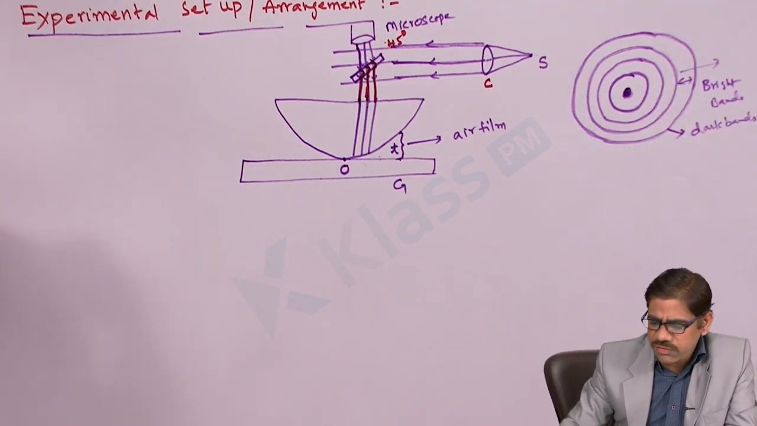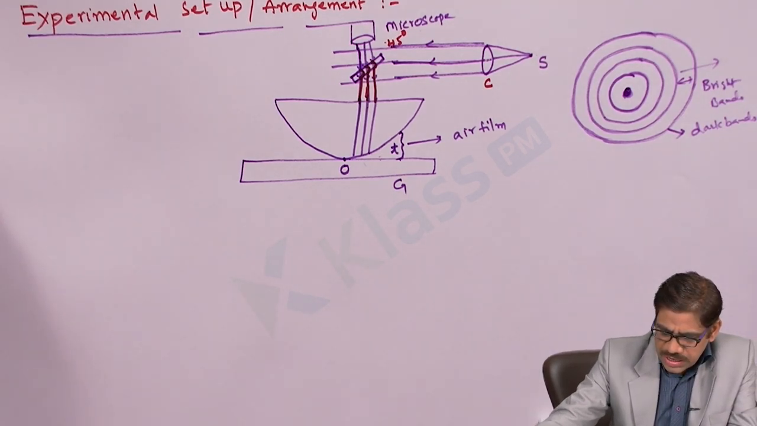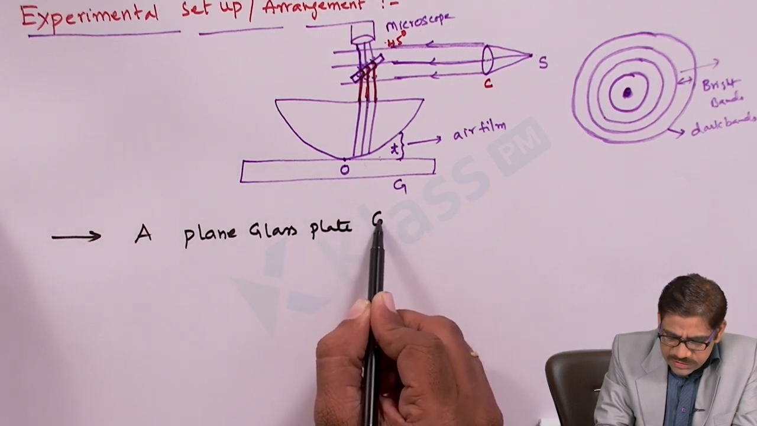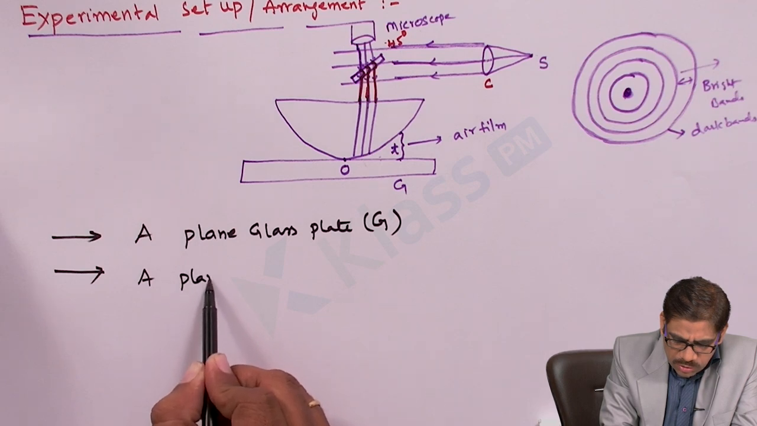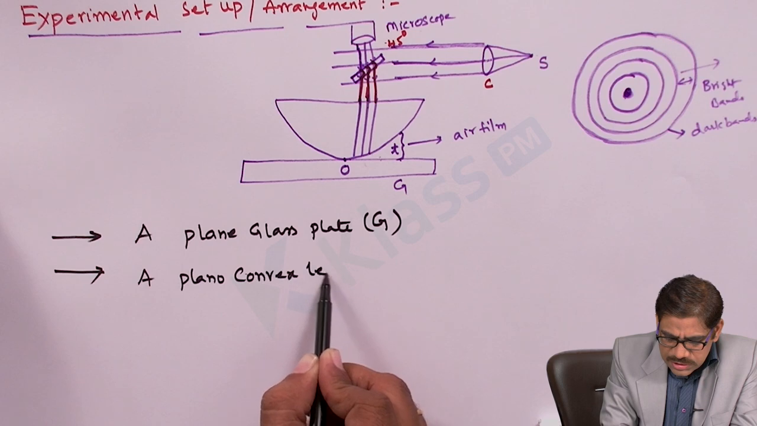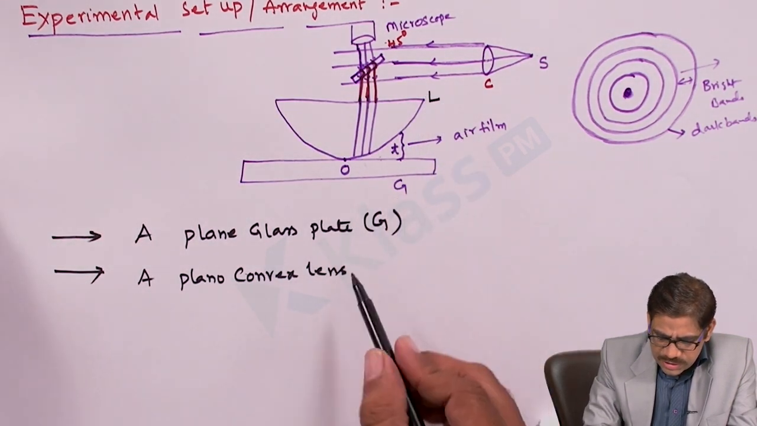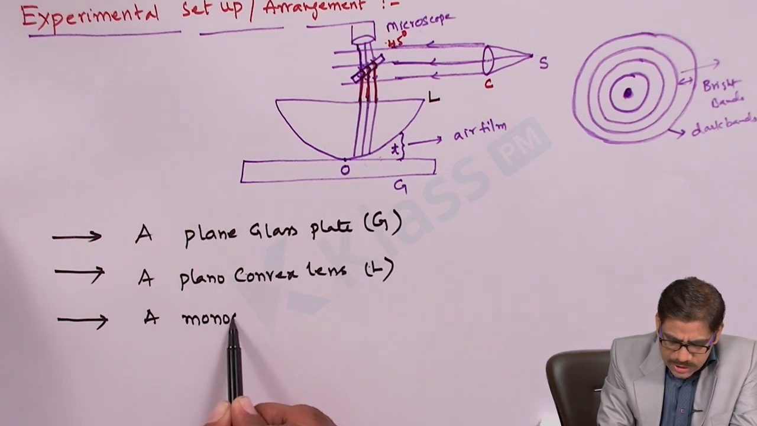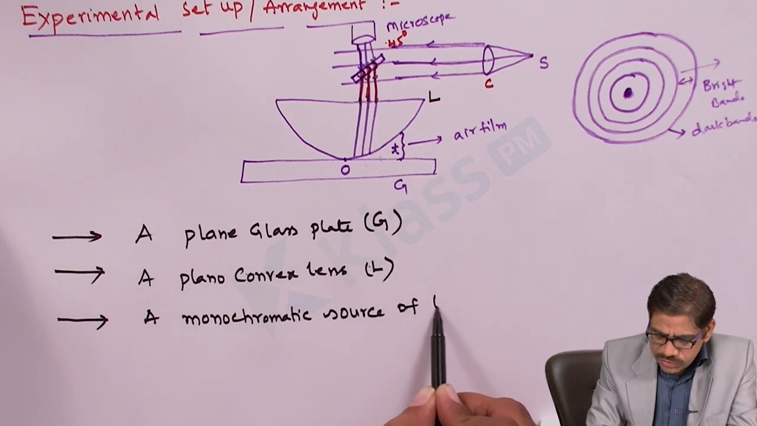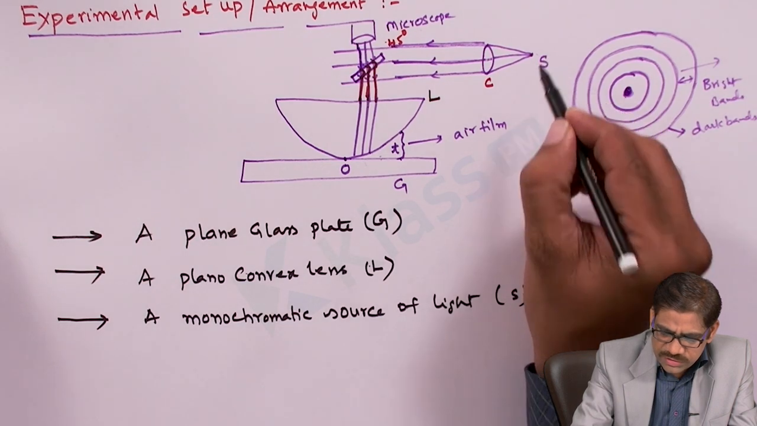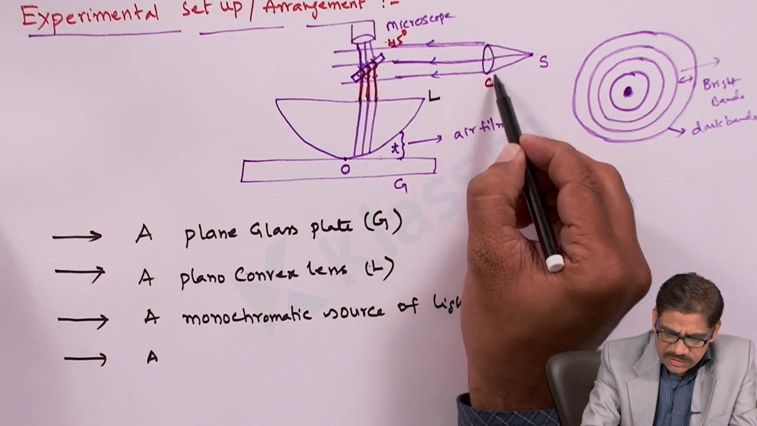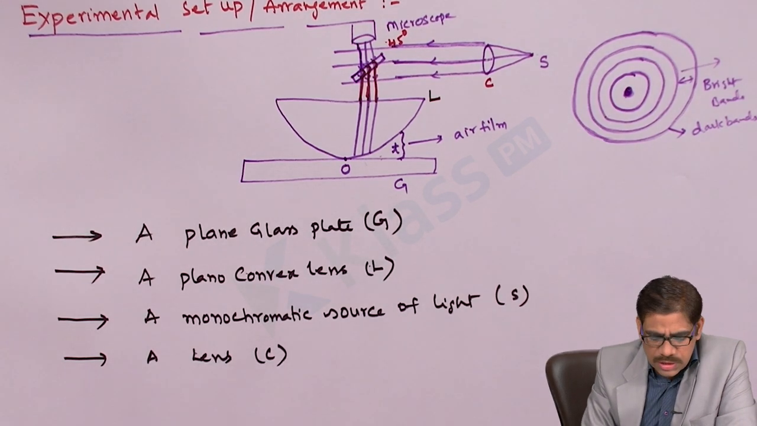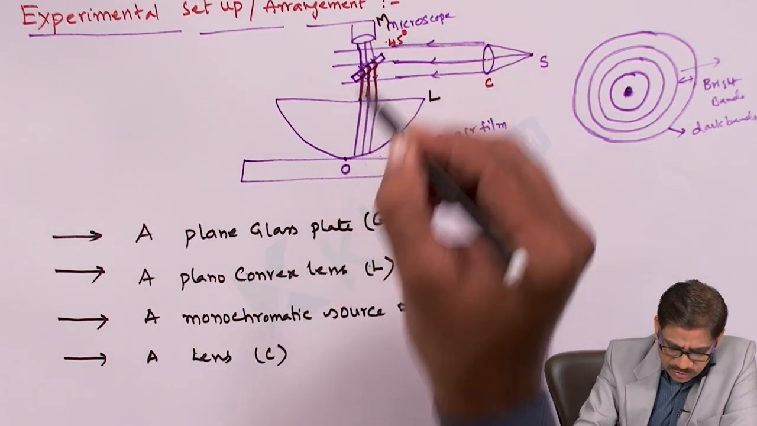So this is the experimental arrangement we see here. Here we have a plain glass plate, which is given as G, and a plano convex lens. Let us call this lens L. This is your plano convex lens L. We have a monochromatic source of light, which is given as S. So this is your S surface. We have what we call the collimating lens, provided here as C, and this is the microscope. M is your microscope.